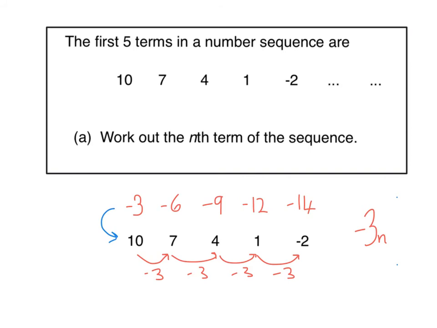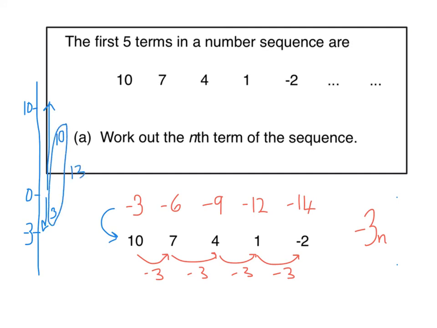How much above the negative 3 times tables have we started? Think about it on a number line. Here's negative 3, here's 10, here's 0. You can see there's 3 below 0. There's 10 above 0. So altogether, that's actually 13. We've started 13 above negative 3. So it's the negative 3 times tables, but 13 above it. Negative 3n plus 13.